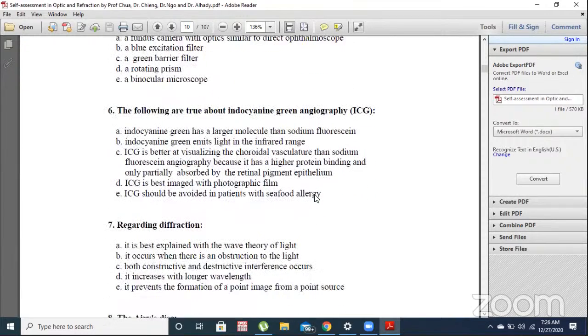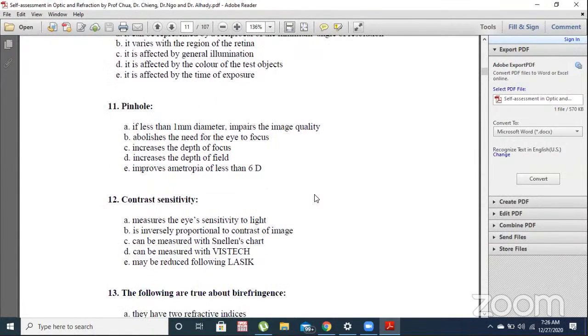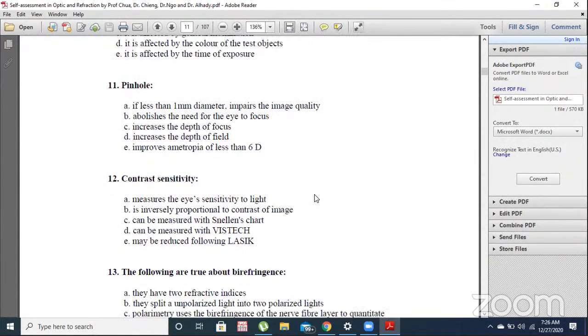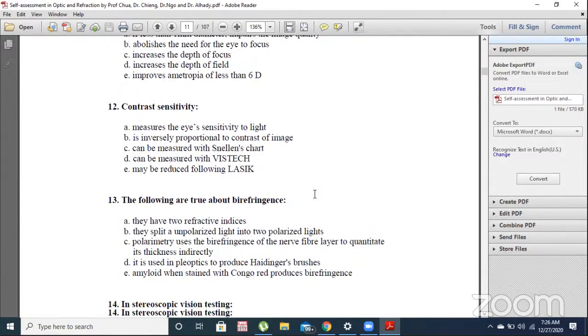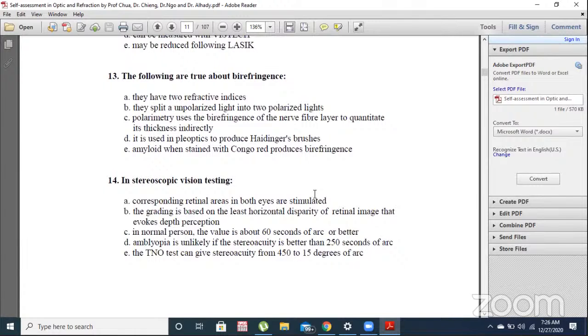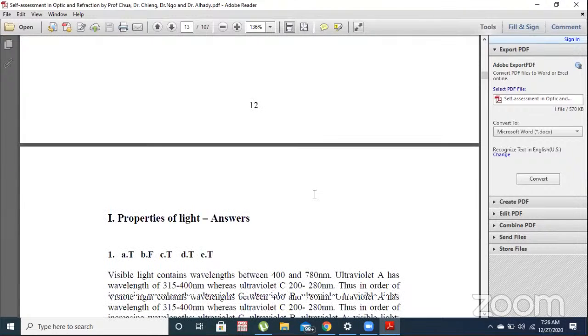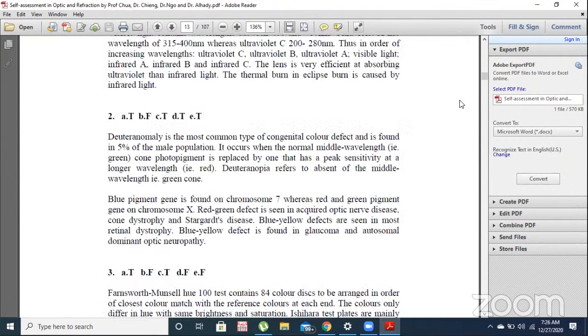I'll send you this also. There are different topics. This MCQ set covers pinhole, contrast sensitivity, Brewster's fringes, what are Haidinger's brushes, and stereovision testing. These are the basic things. I have some papers from my master's at Chitkara University. I don't know whether these papers are with me or not; if I have them, I'll send them to you, though I may not have the answers. You will be asked basic things.